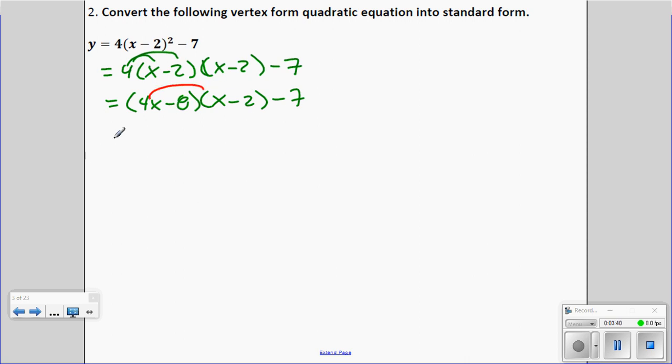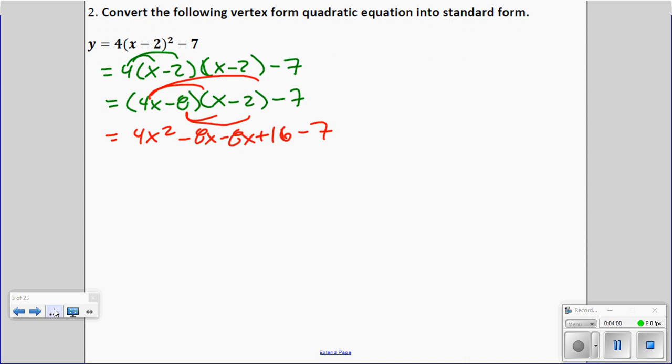So 4x times x would give me 4x squared. 4x times negative 2 is negative 8x. Negative 8 times x is negative 8x. Negative 8 times negative 2 is a positive 16. Bring down negative 7, or minus 7.